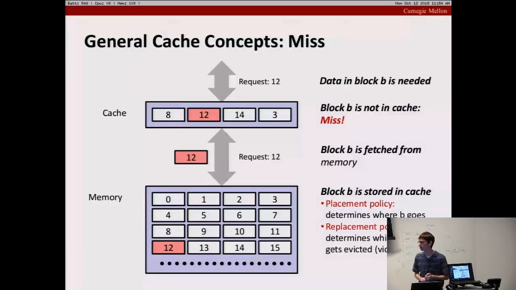Yes? How do you calculate what's the least? Right. So in order to calculate what's the least recently used, now we also need to be keeping track somewhere of how recently it has been used. And there's a couple of different ways to do that.